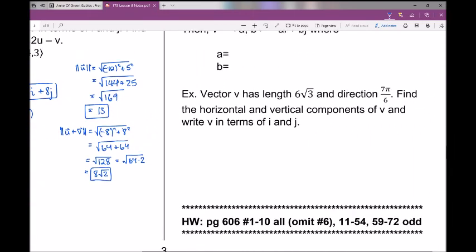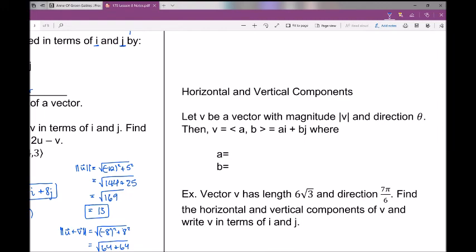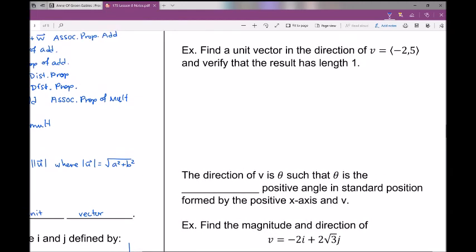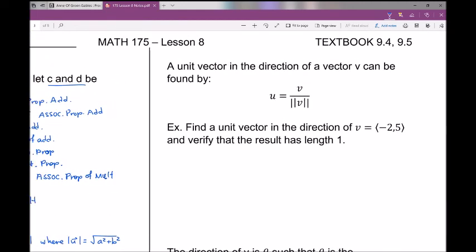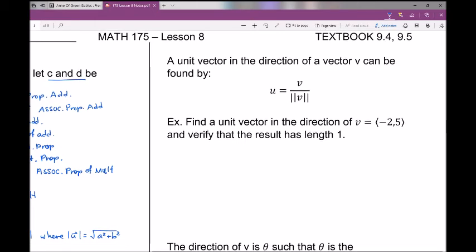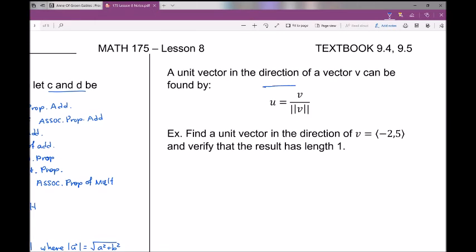Now what we want to look at is, we know that i and j are unit vectors, but how do we find any unit vector? How do we take some direction defined by a vector v and find a unit vector that agrees with that direction? The way we do this is we usually denote unit vectors by u, and I know that we've been using a lot of u's and v's, but we're just going to go with this for now. For a unit vector u, all we have to do is take that defining vector v and divide it by the magnitude of v.